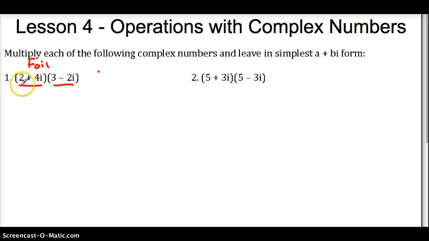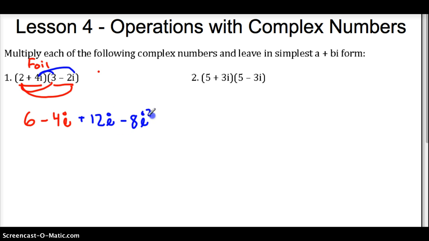So it's 2 times 3, which is 6, and 2 times negative 2i, which is negative 4i. Okay? Then we do the same thing with the other side. 4i times 3, which is 12i. And then 4i times negative 2i, which would be negative 8i squared. Don't forget to square it. i times i is i squared.